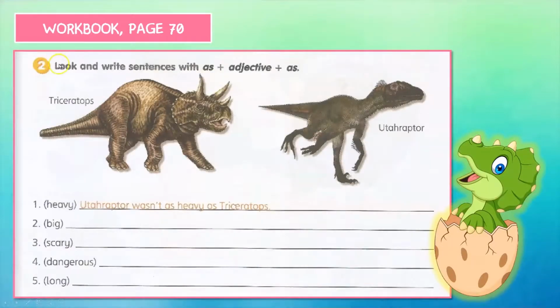Okay, for task 2, you have to look and write sentences with as plus adjective plus as. This is Triceratops and this is Utahraptor. Number 1, for the word heavy, Utahraptor wasn't as heavy as Triceratops. Number 2, for the word big, Utahraptor wasn't as big as Triceratops.